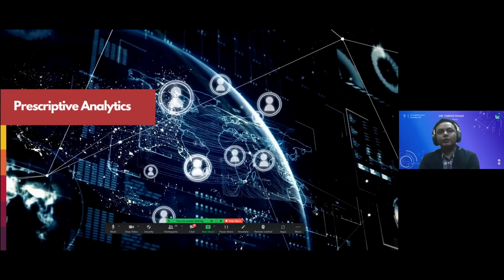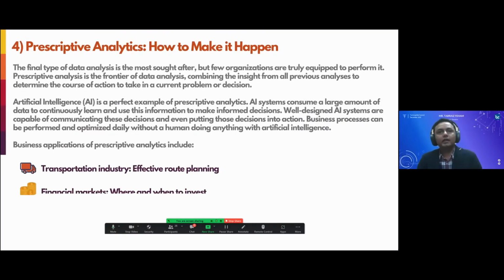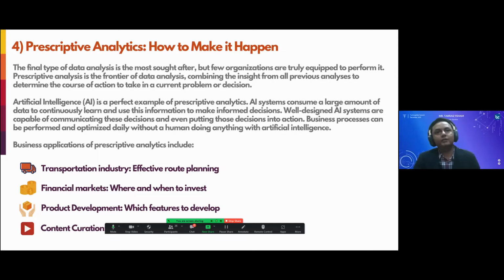The last one is prescriptive analytics, and it is the cutting edge when it comes to data analytics. Here you are actually trying to learn how to make something happen. This is the most sought after type of analytics, and very few organizations have the capability to perform this kind of analytics. How it is done is on the basis of artificial intelligence and machine learning.